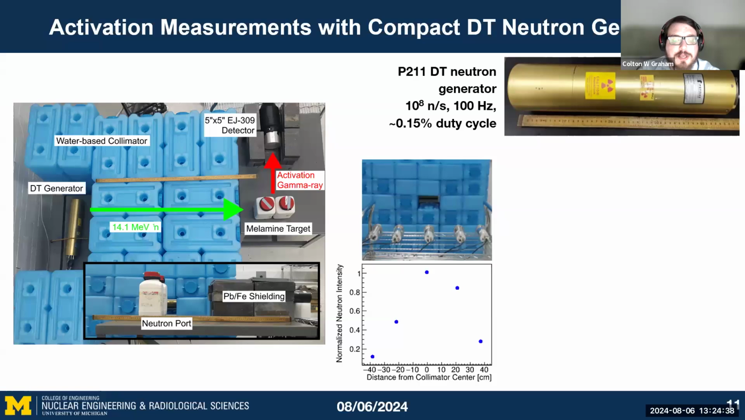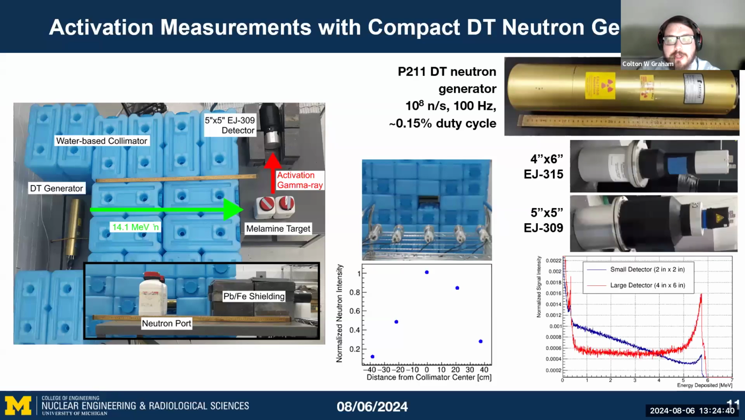Now, for the active interrogation measurements, we used a couple of different liquid organic scintillators, mostly a 4-inch by 6-inch EJ315 volume, but I'll also share some results later with a 5-inch by 5-inch EJ309 volume. And we use relatively large detectors, not just for their efficiency, but more importantly, for the shape of the detector response in this context.